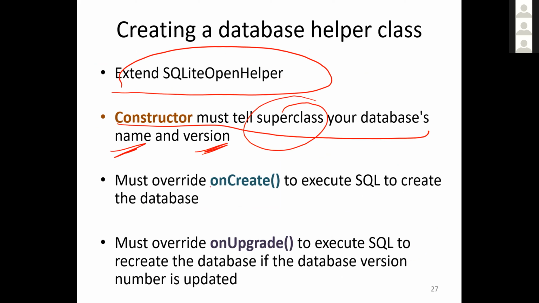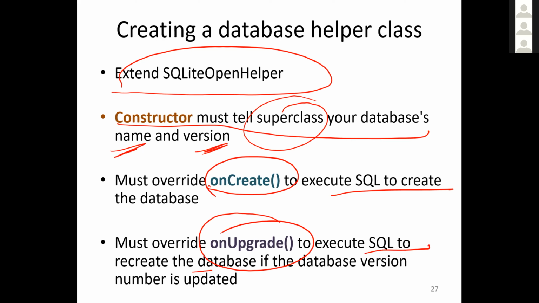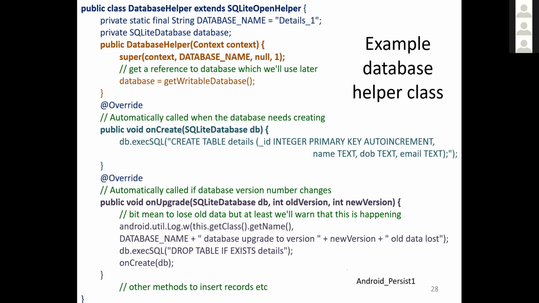Then you also must override onCreate, which will execute the SQLite to create the database. And then also onUpgrade. You will have to override it so that you can execute SQLite to recreate the database if the database has changed. I mean, if it has been updated, then that's how you get that happening.